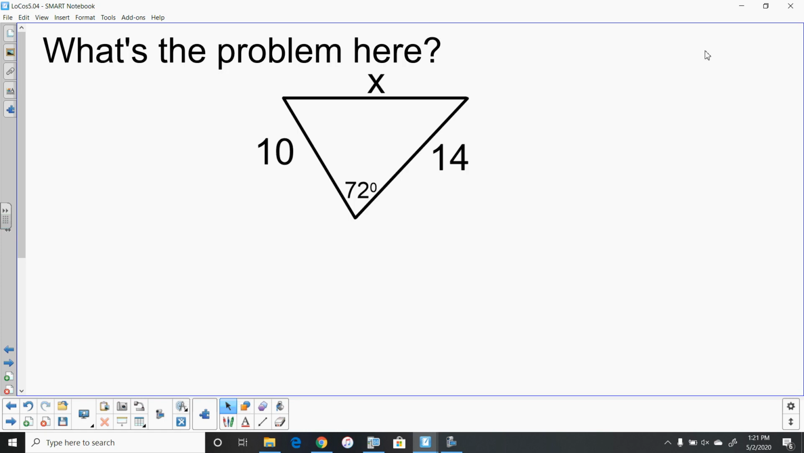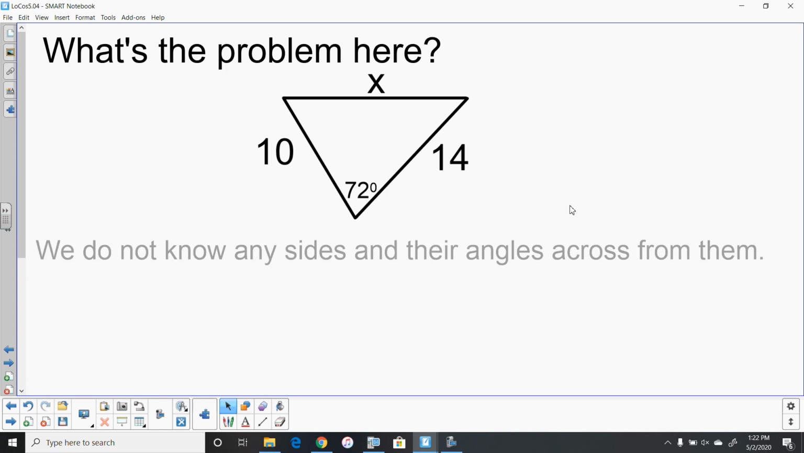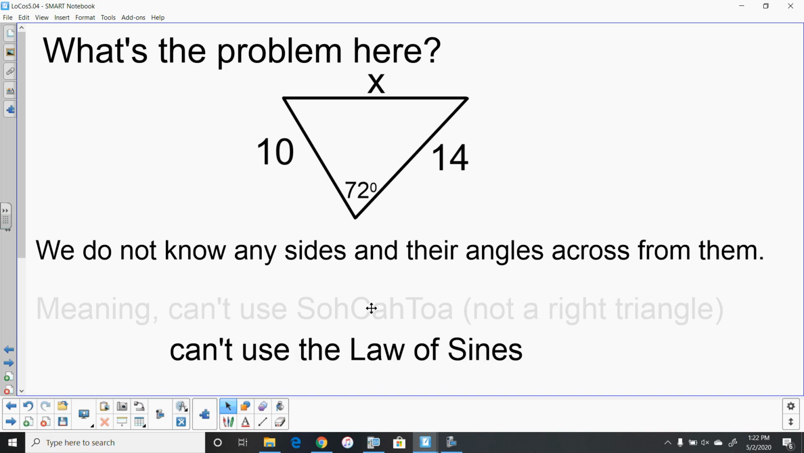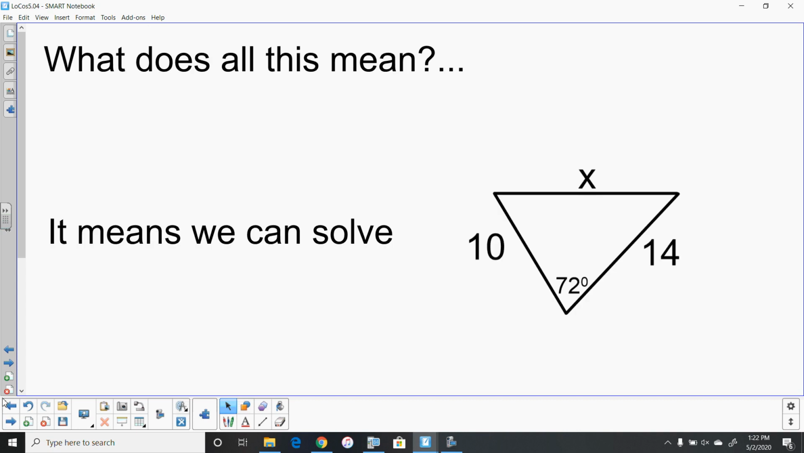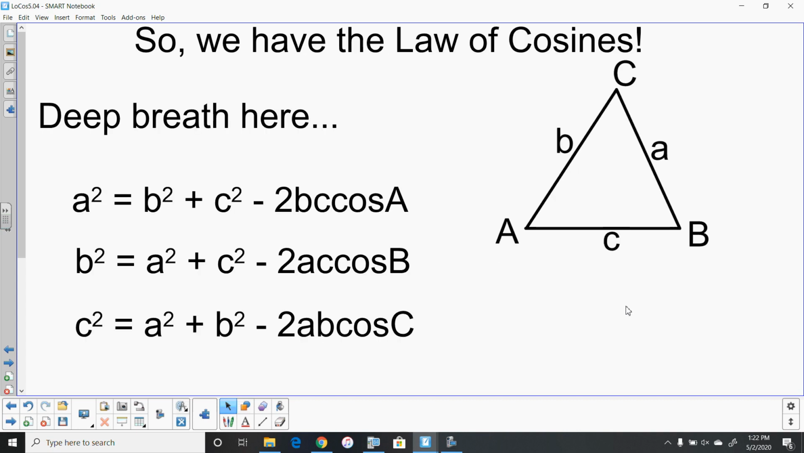All right, so I get to a problem like this one, and I'm a little bit stuck. Because if I look at any set of sides or angles, I don't have at least one pair where I know the side and the angle across from it, which means I can't use the law of sines. I can't use SOHCAHTOA because it's not a right triangle. So that's why we have the law of cosines.